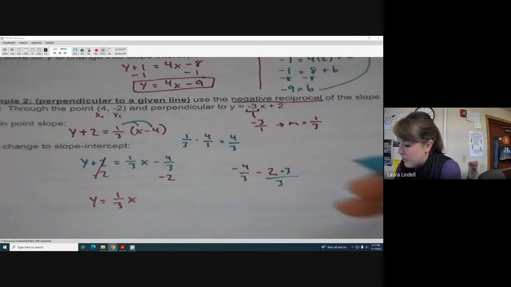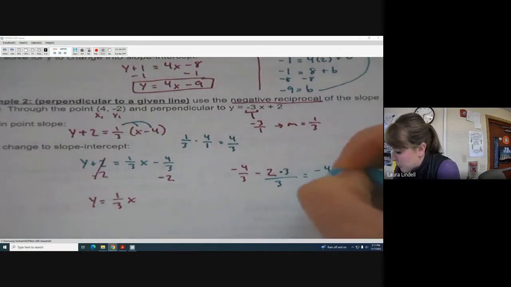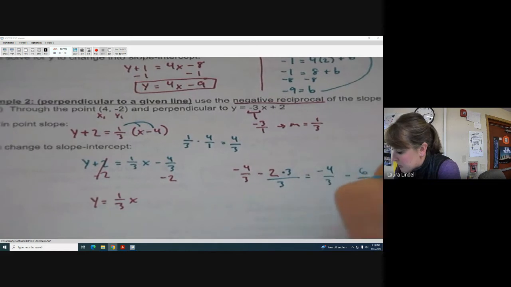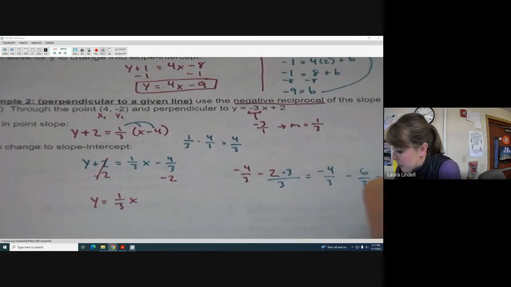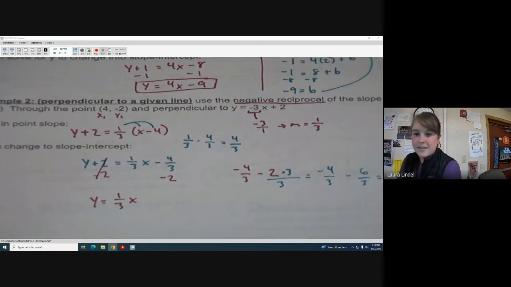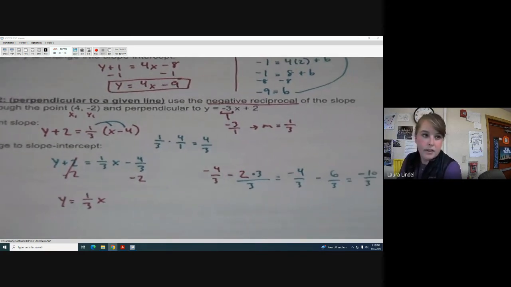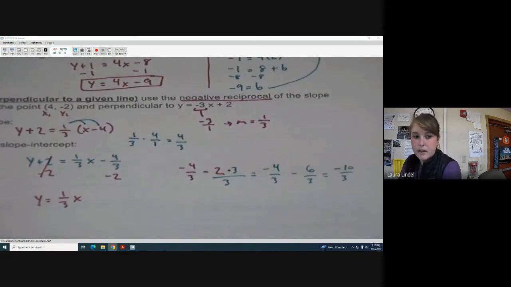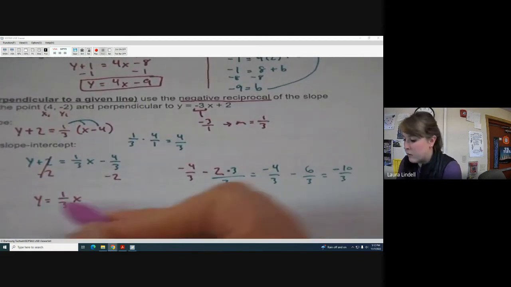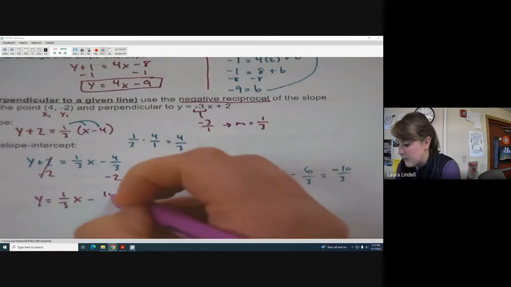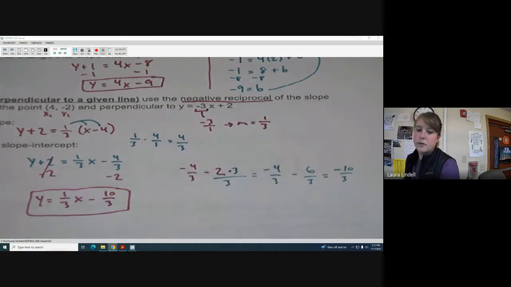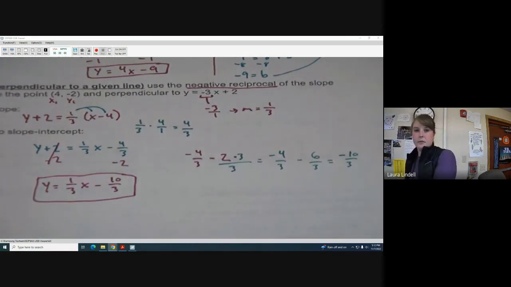So what I'm left with here is -4/3 minus 6/3, since 2 times 3 is 6. So we get -10/3. And I can just leave it like that as -10/3. Now we can see it. So I can leave this as y equals 1/3 x minus 10/3.